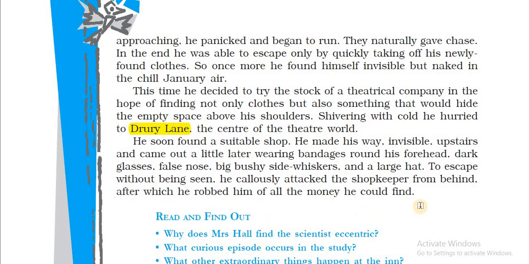That means when he went to the theatre company, he found a suitable shop from where he could get something to hide himself or make him visible again. So he wore clothes, and to hide his face, he wore bandages around his forehead and dark glasses and false nose, big bushy side whiskers, and a large hat, in order that no one would be able to see his invisible face. To escape without being seen, he courageously attacked the shopkeeper from behind.